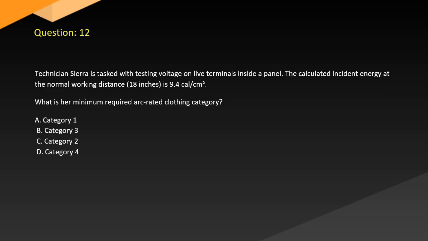Question 12. Technician Sierra is tasked with testing voltage on live terminals inside a panel. The calculated incident energy at the normal working distance, 18 inches, is 9.4 cal/cm². What is her minimum required arc-rated clothing category? A. Category 1. B. Category 3. C. Category 2. D. Category 4.